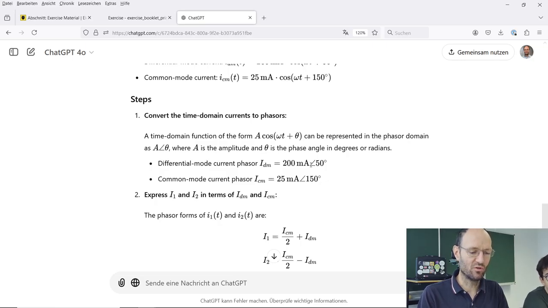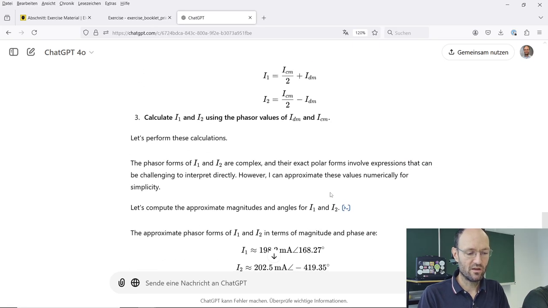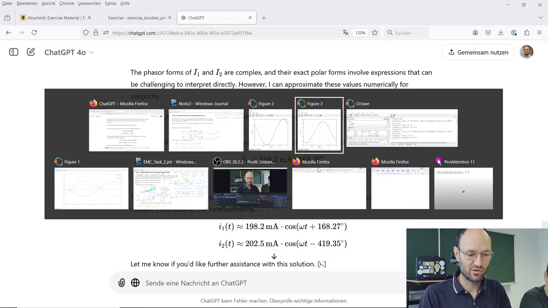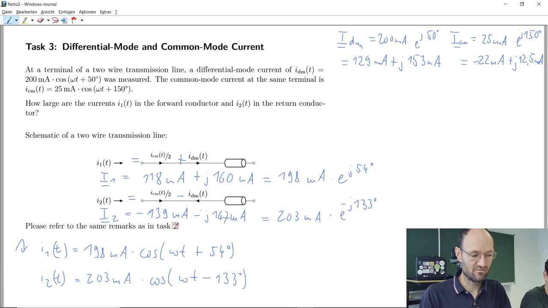It's okay. You find this in some books. It means what we have also written down: this times e to the power of j and this angle. So this is just a different way to write down this complex exponential function. Okay, and then we can do it like this. And then we get this and 186. So we can check what we calculated.